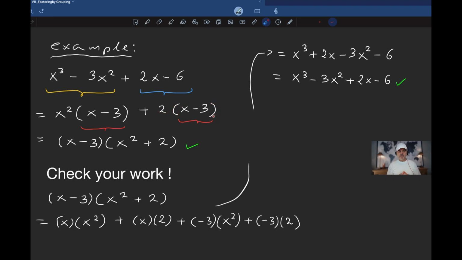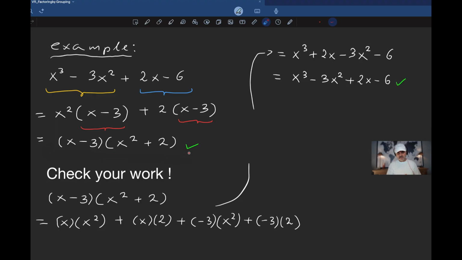This is the point for you to make note that you get the same binomial x minus 3 here and the same binomial x minus 3 again. That tells you you're on the right track. So now x minus 3 is a common factor which you take out from both, and you bring x squared and 2 inside the second bracket. That completes this nice example of factoring by grouping.